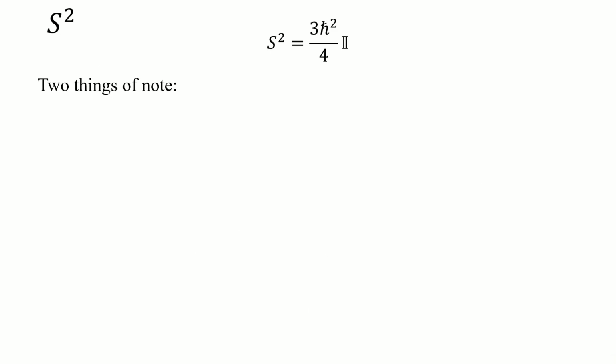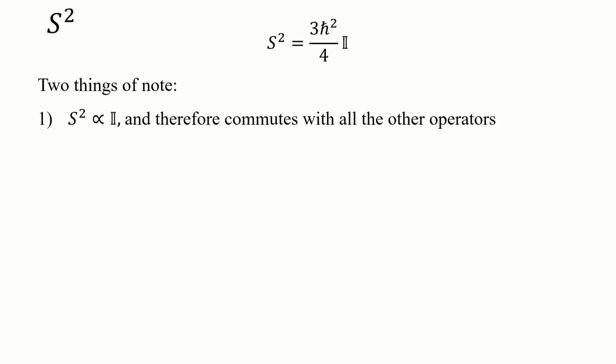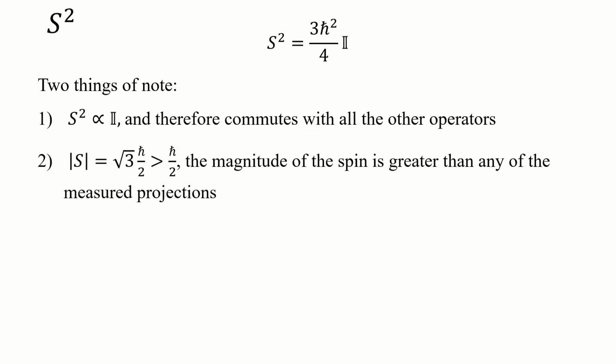So let's look at two things to note about that operator, the S squared operator. The first one is that it's proportional to the identity operator, which means that it commutes with all other operators. S squared commutes with Sx and Sy and Sz. Right, so it's proportional to the identity operator. It gives you back the same eigenket, or whatever ket you input to it. So that commutes with everything.